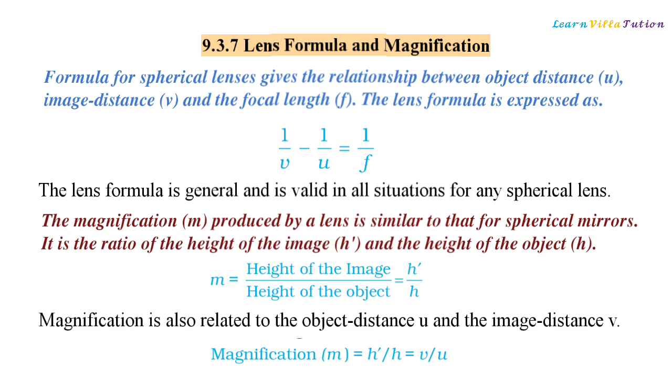The magnification m produced by a lens is similar to that for spherical mirrors. It is the ratio of the height of the image h dash and the height of the object h. m is equal to height of the image upon height of the object is equal to h dash upon h. Magnification is also related to the object distance u and the image distance v. Magnification m is equal to h dash upon h is equal to v upon u.